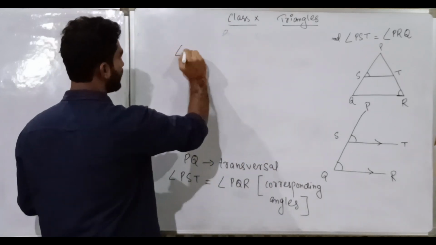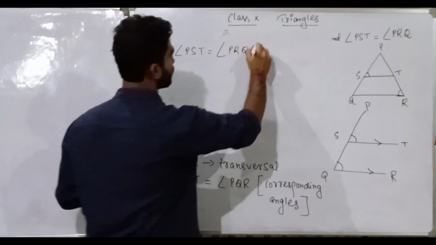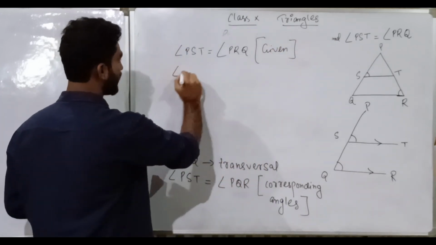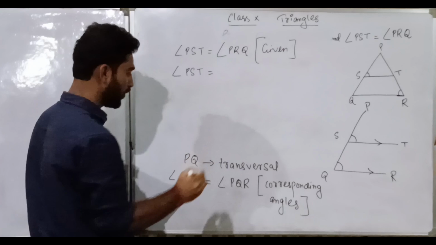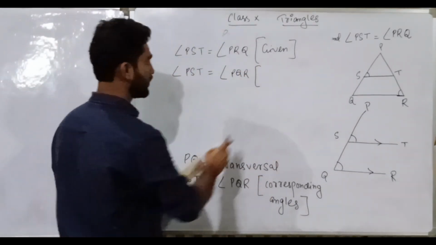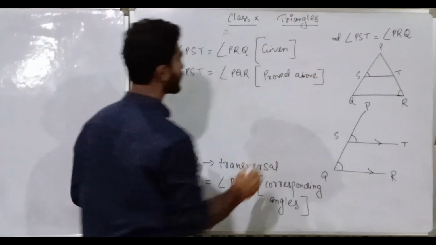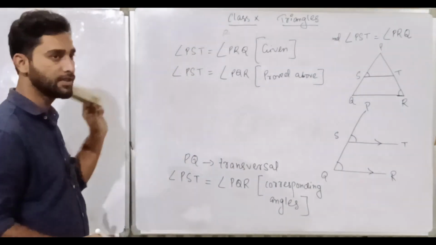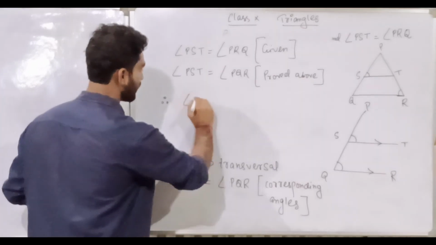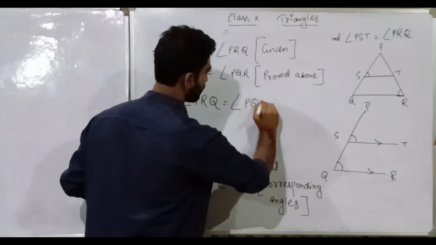Now see, in the question, angle PST is equal to angle PRQ. This information is given in the question. And also we have proved above that angle PST is also equal to angle PQR. Now you see, in both equations, the left hand side is the same. So we can equate the right hand sides. So we can say angle PRQ is equal to angle PQR.